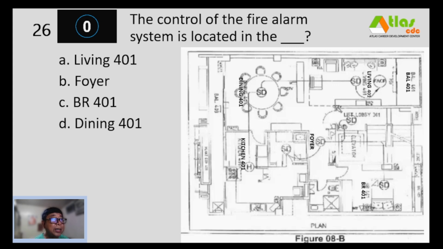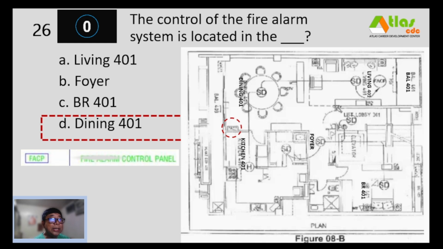Okay, and our correct answer is letter D, dining 401. So makita nyo dito, ito yung nakalagay na drawing. FACP is the fire alarm control panel. Usually nasa wall yan nakikita, no? Kulay red yung cover ng panel box.